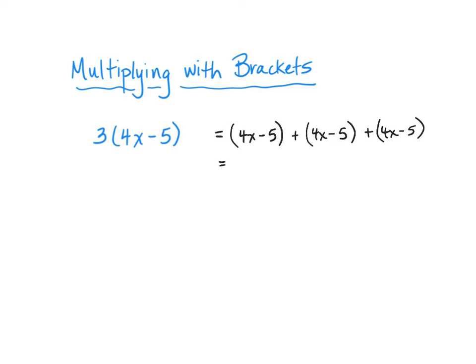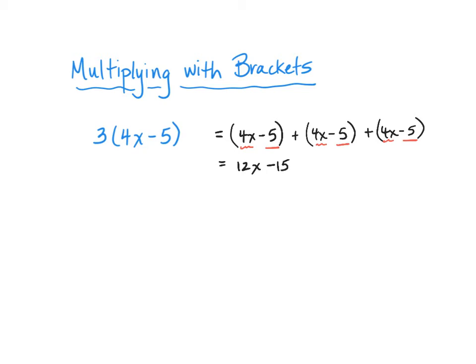For that reason, we could simply go ahead now and group our like terms and find an expression that represented the final answer. So we notice here that we've got x terms and we've got constants. We know that the x terms can be grouped together. So we have 4x plus 4x plus 4x, or 12x. And we can also add our constants together. So minus 5 plus minus 5 plus minus 5 could give us minus 15.